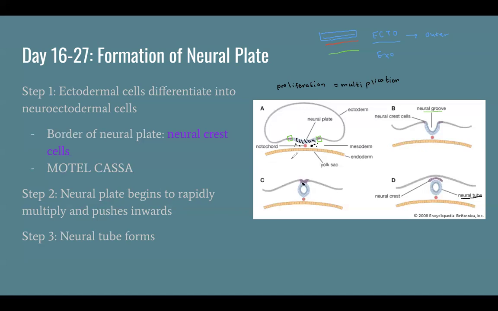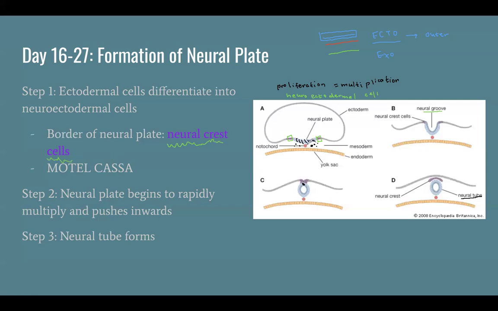First, in your ectoderm, a small portion of your ectoderm will differentiate due to signaling molecules released from the mesoderm, and they will specialize to become neuroectodermal cells. Okay? Neuroectodermal cells. These neuroectodermal cells will be marked by a boundary called the neural crest cells, which play a crucial role in the development of the whole body, right?